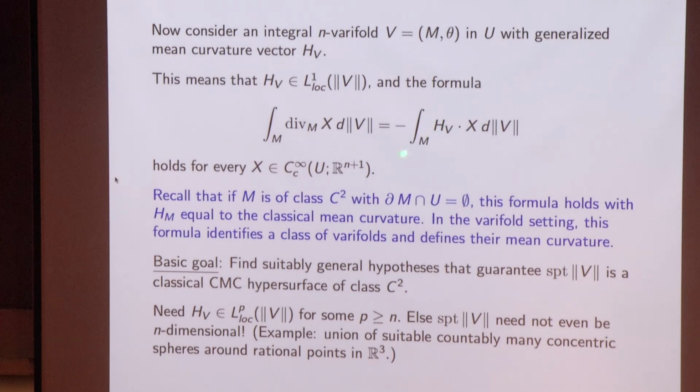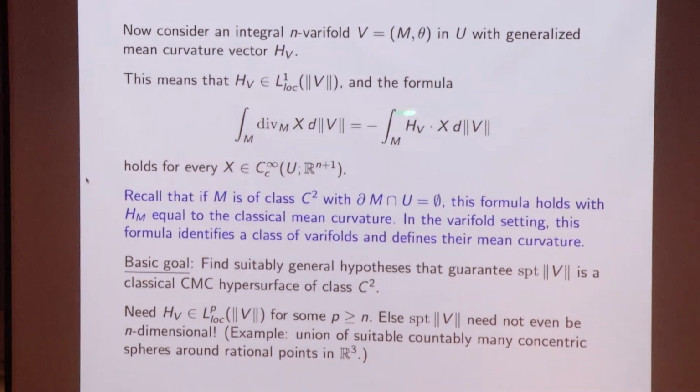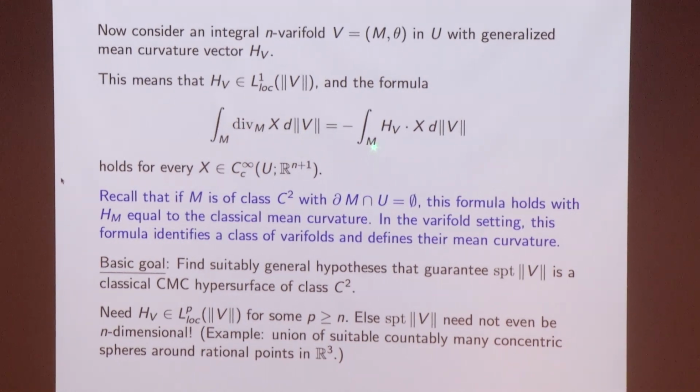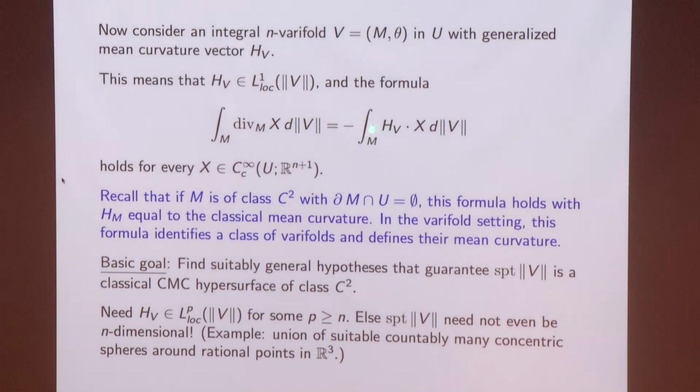And this is a definition now. If you had a C2 surface, obviously this is true as long as you don't have boundary. This is a fact, with that being the classical mean curvature. But we're going to take this equation as a definition of the mean curvature now. Okay. So it identifies a subclass of integral varifolds. Not all integral varifolds will have L1 mean curvature, but it gives you a subclass.